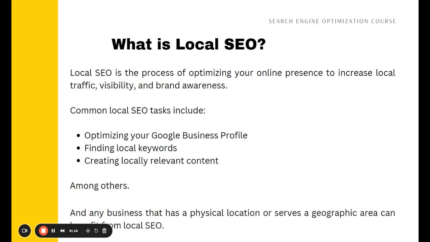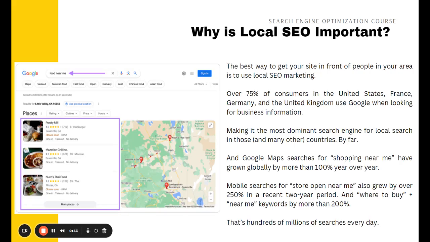What is local SEO? Local SEO is the process of optimizing your online presence in your local area, to get local traffic, visibility, and brand awareness. Common local SEO tasks include optimizing your Google business profile to show up in Google Maps and locally in your area, finding local keywords, creating local content, among other things. Any business that has a physical location, a brick and mortar store, or serves a geographic area benefits from local SEO.